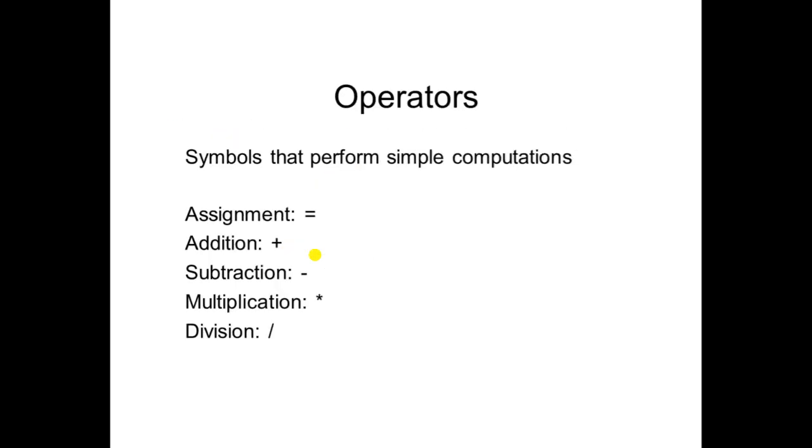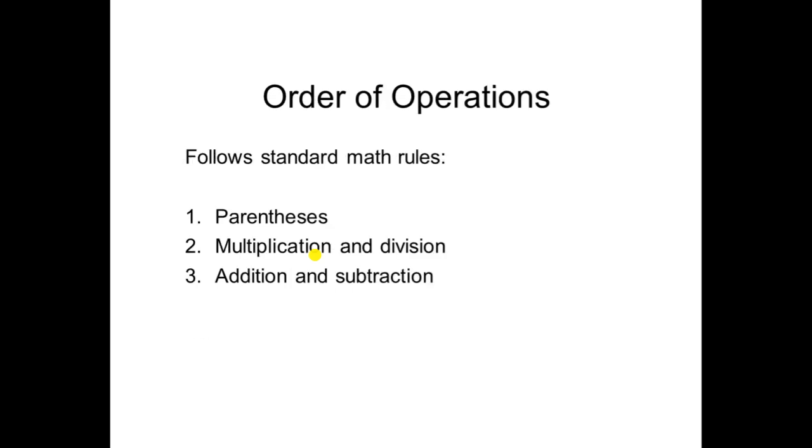The next is operators. So you know what you mean by operators? Operators are the symbols that perform simple computations, right? It can be assignment operator, addition, subtraction, multiplication, division. So again, please observe the symbols over here. Multiplication is represented by the star. Assignment is single equal to, addition plus, subtraction minus, division slash. Okay, these are the representations in Java.